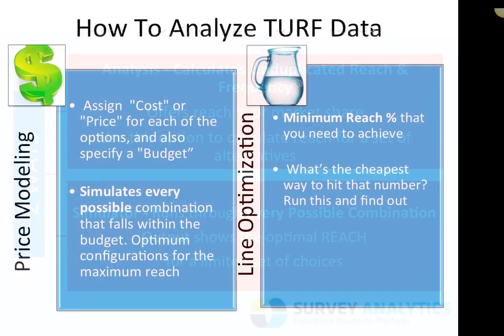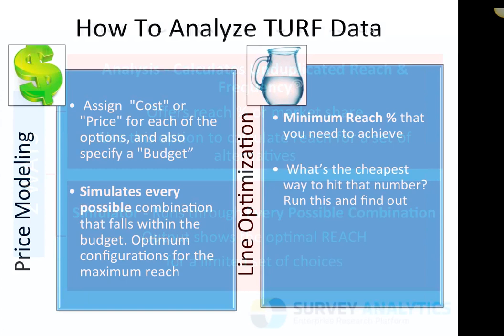Another option to analyze your TURF data in Survey Analytics is through price modeling. What that will do is it'll allow you to assign a cost or an overhead to create each of these product items and/or a price for each of the options, and then you can also specify a budget. So for instance, if you only have a $10 budget and each item costs you $1 to make, it will then tell you which particular item is going to be the best seller based off of what you have in terms of your budget and your overhead costs.